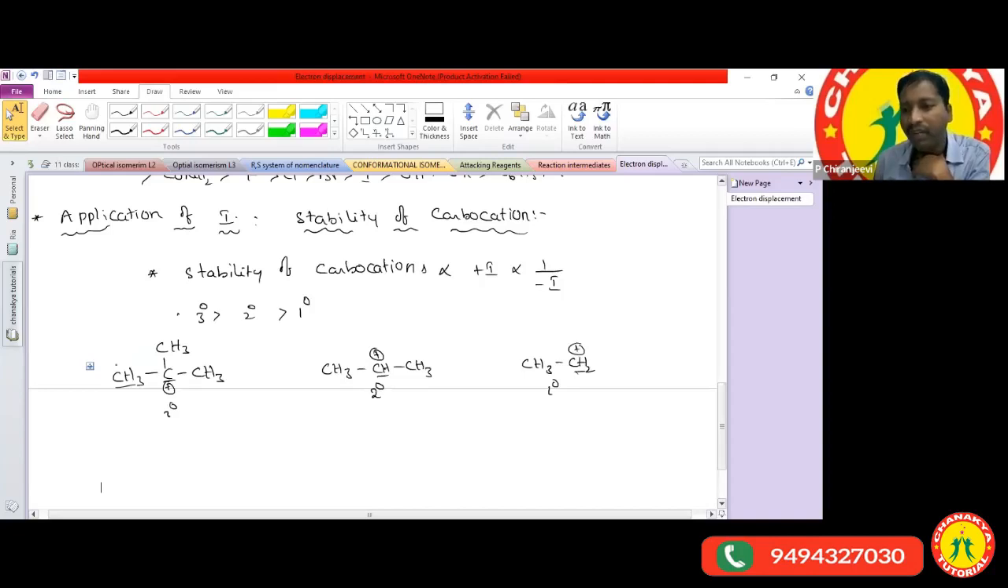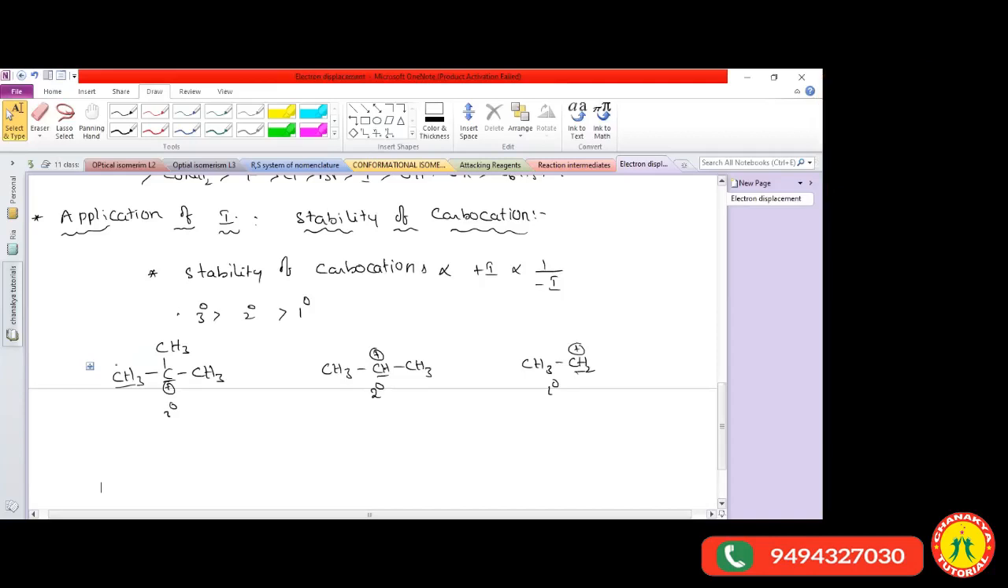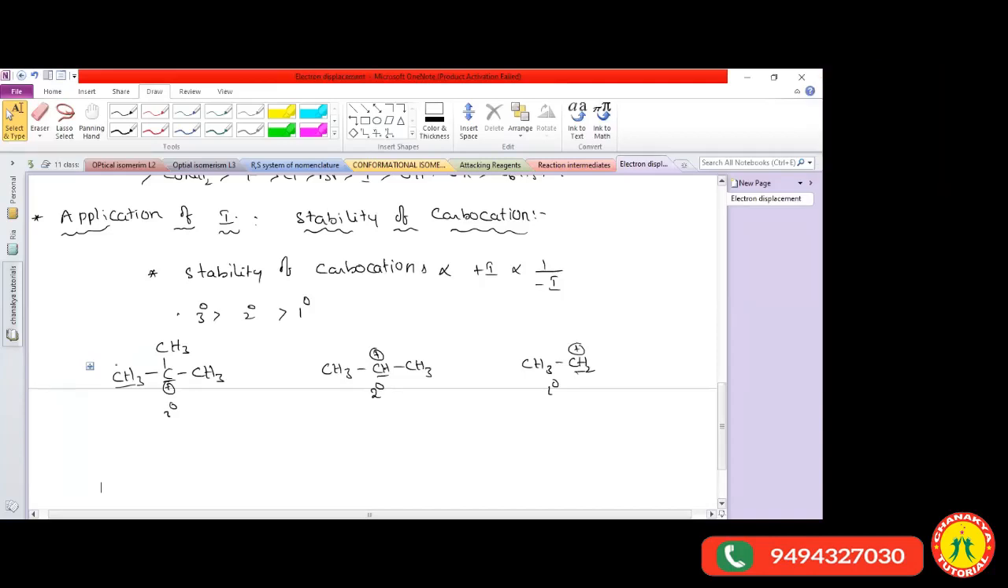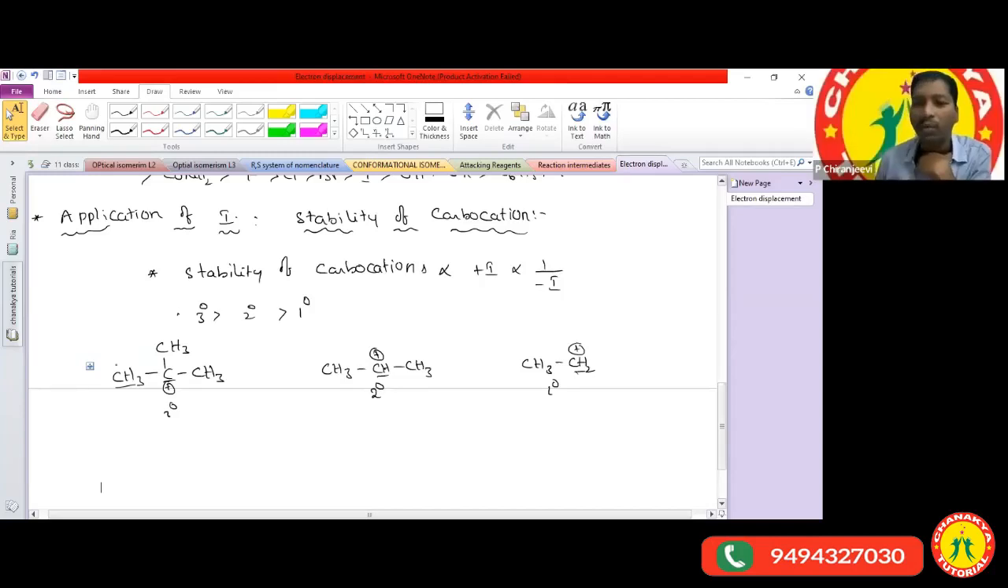Aditi? Yes, sir. Why is the tertiary carbocation more stable? Because it has more electron releasing groups. Very good, ma'am. So whatever the carbocation is, it is attached with more electron releasing groups or electron donating groups. As the number of electron donating groups increases, the stability also increases. Now, if you see, this carbon is surrounded by three electron donating groups. In this one, it has two electron donating groups. And in this one, it has one electron donating group. As the number of electron donating groups increases, the stability also increases.